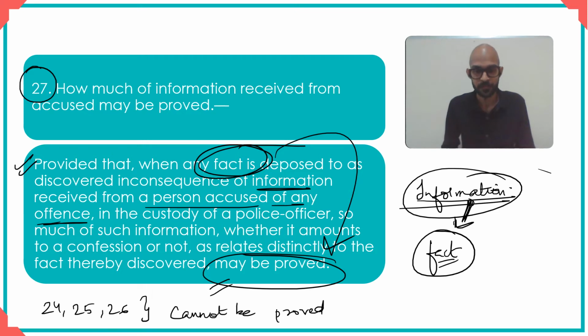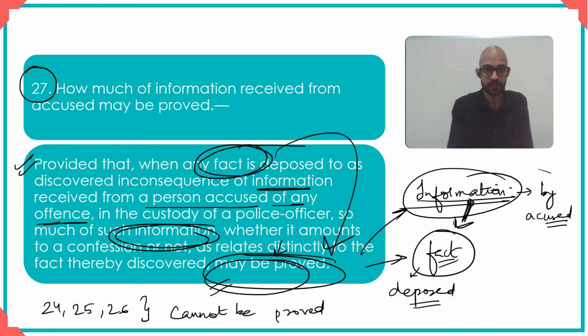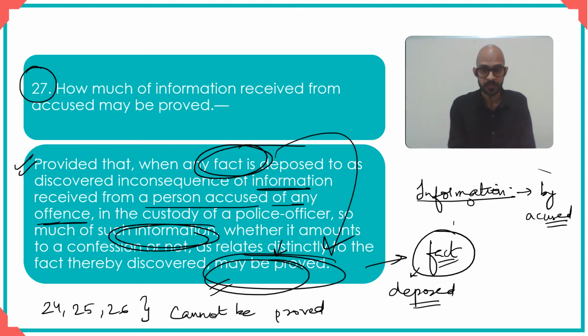Take a moment, pause the video, and as you can see, there are two pieces of information, two facts here. The first is the information that is given by the accused. The second thing is the fact which is deposed. Now, does this "may be proved" relate to the information, or does it relate to the fact? So as you might have seen, this relates to the information, right?